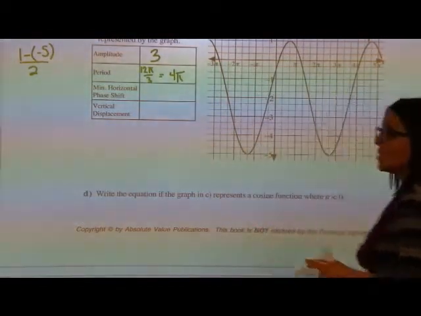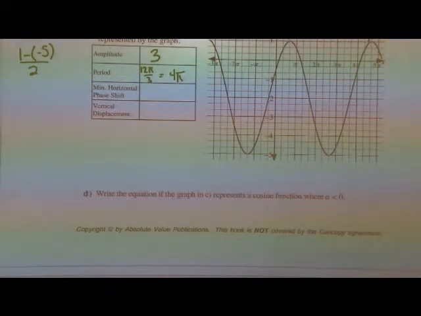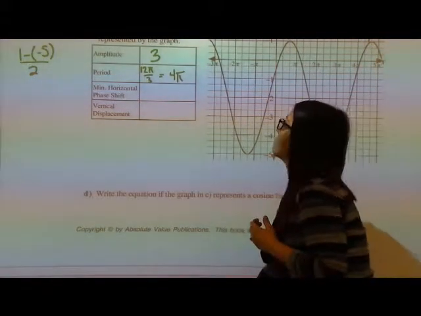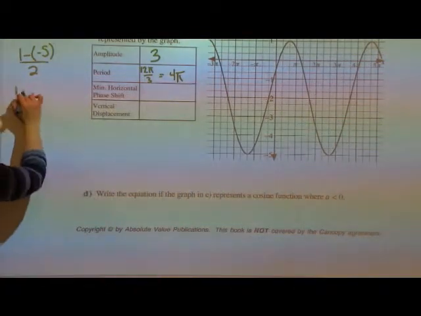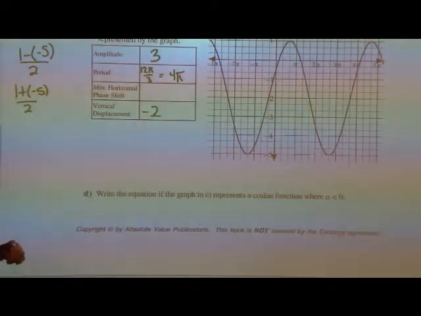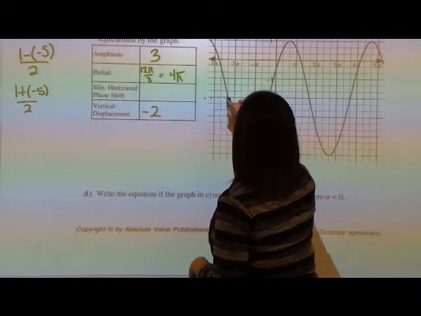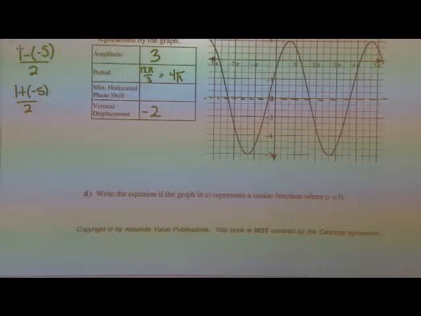Okay? The vertical displacement, how do I find that one? Maximum plus minimum divided by 2. So what is 1 plus negative 5 divided by 2? Negative 2. And what does the vertical displacement represent on my graph? Like, center. It represents the center of this cos function. Okay? And then when I do my horizontal phase shift, that's what you were referring to.